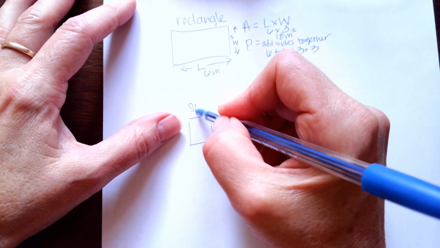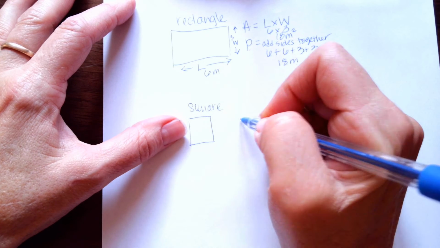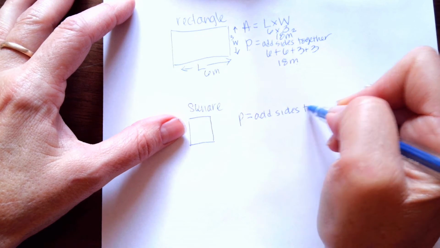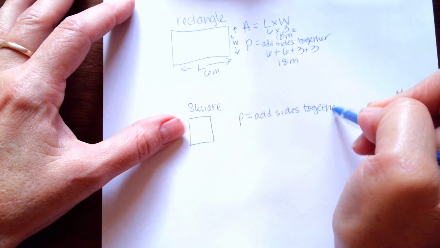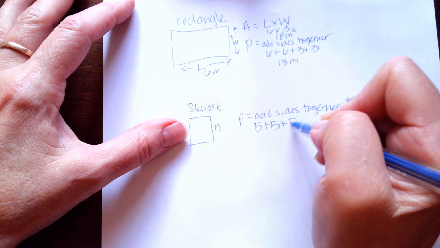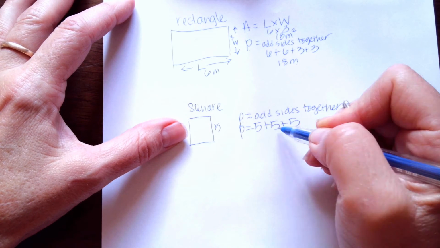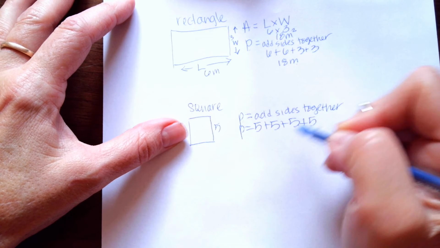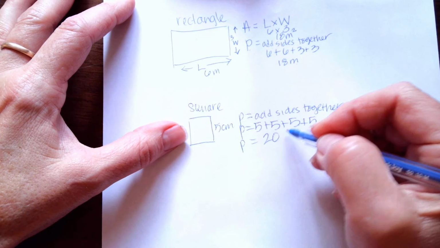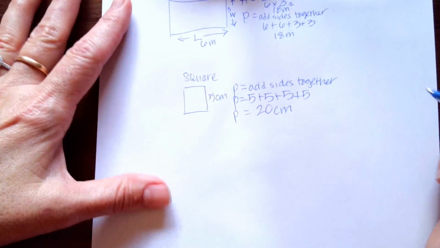This is a square, so you're going to do perimeter equals add sides together. And suppose the sides were 5 plus 5 plus 5 plus 5. Then you would do P equals 5 plus 5 plus 5 plus 5. P equals 20. And say this was centimeters, then you would just write 20 centimeters.